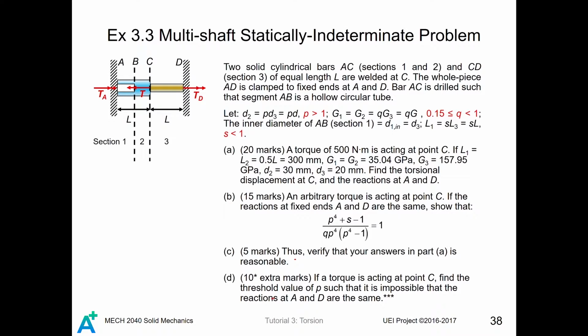We now define some dimensionless quantities. Let D2 equal PD, D3 equal D, where P is greater than 1. That means the diameter of sections 1 and 2, I mean the blue bar, is greater than that of the segment CD, which is the brown bar. So for the brown bar, we can write it this way. We can draw a table over there.